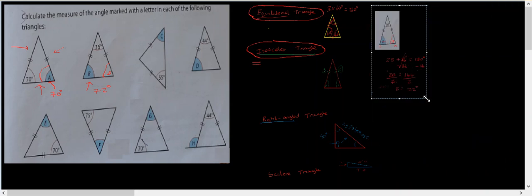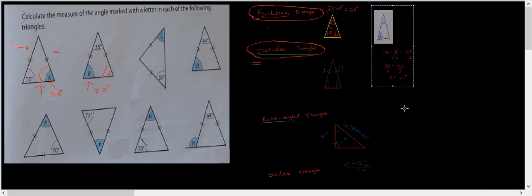Let's just minimize this one so we have a little bit of space. Okay, so that's that one. Again, if we look at this one here, and let's just change the color. We can see that again we're dealing with this type of triangle because this side and this side are equal to each other, and we can see that because of this symbol here.